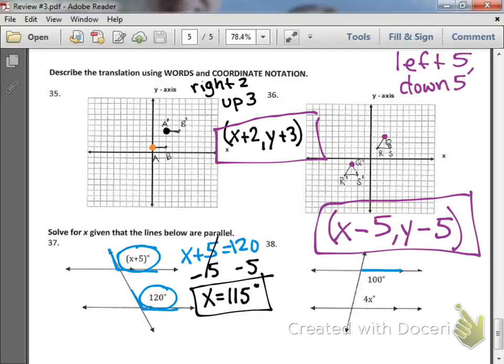All right, what type are these? Same side interior. Same side interior is the oddball because they add to what? 180. They do not equal each other. If you put them equal to each other, you will get the wrong answer on this one. Alright, once you have them added to 180, you can solve for x by subtracting 100 from each side. That gives us 4x equals 80. And then when you divide both sides by 4, you get that x equals 20.